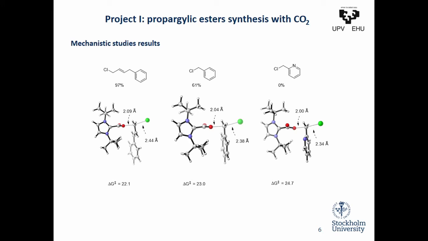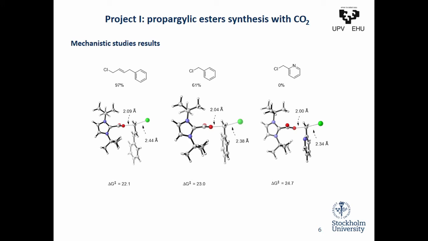This suggests that the carbon that is linked to the chloride should be as much electronegative as possible to allow a good yield for the reaction. But for the last substrate, with almost 25 kilocal, we should be able to see some formation of the product. And so that means that this is not the mechanism that blocks the reaction, but has to be something else.